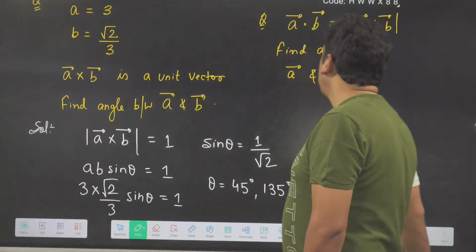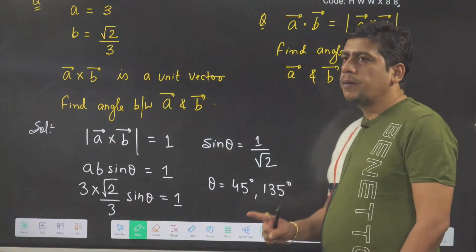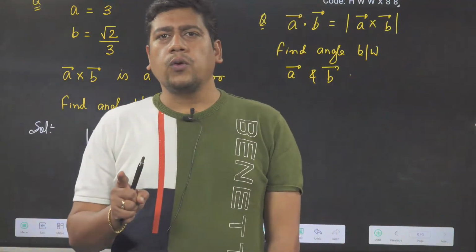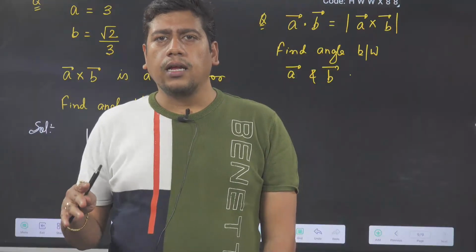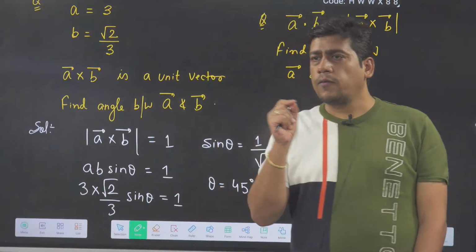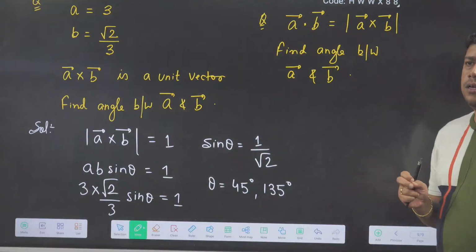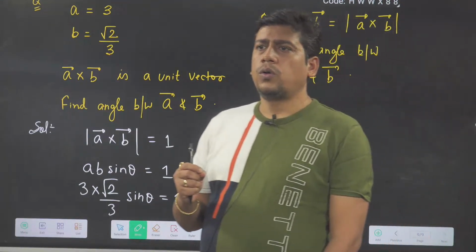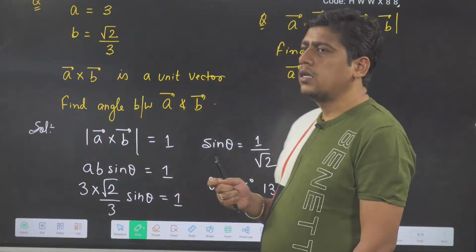Okay. Now second one, because options will be like this: 45 degree, 135 degree, both 1 and 2, and then some 60 degree. Then you should mark both 1 and 2. Otherwise, if you mark only 45, it will be wrong, because sine 135 is also 1 by root 2. Correct, bacha?